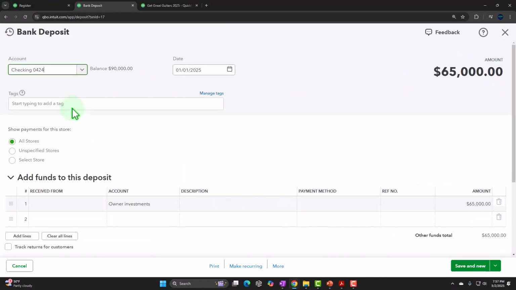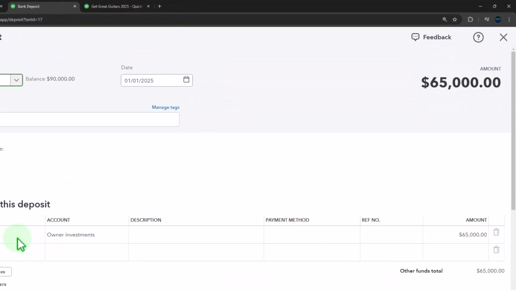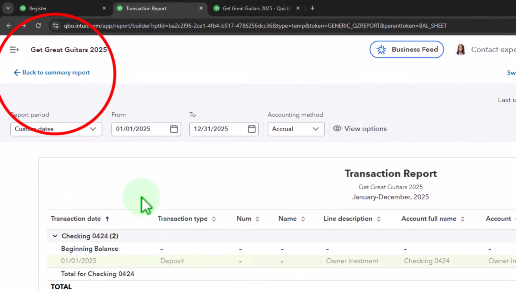$65,000. If I go into that, notice it takes me into the form. It doesn't take me back to the register. It takes me to the deposit form. So here's our deposit form. Looks good. I'm going to close this back out and go back.